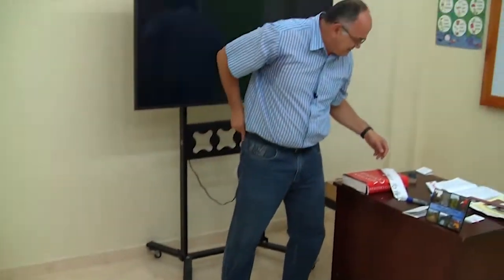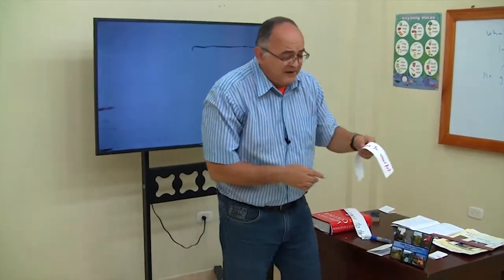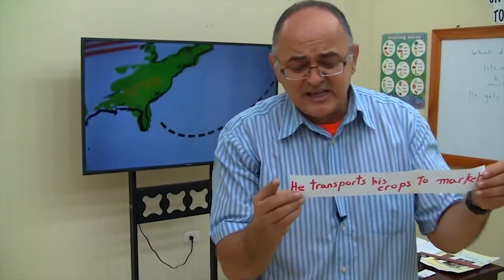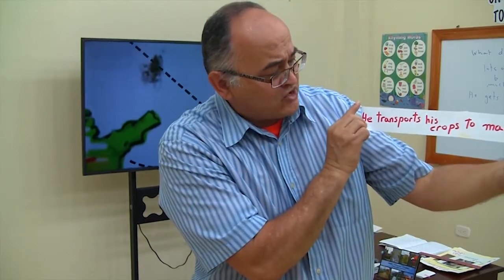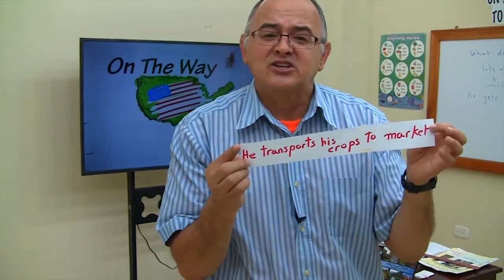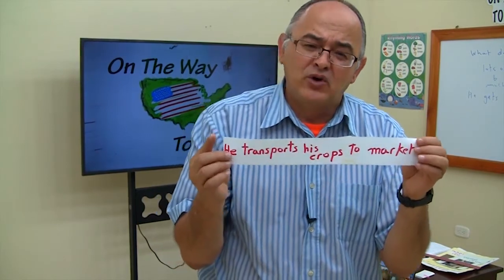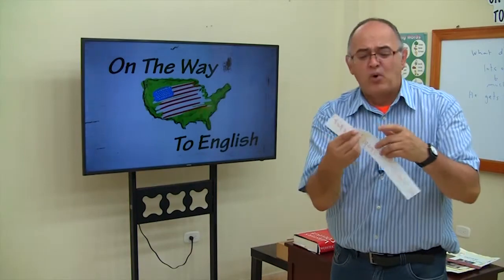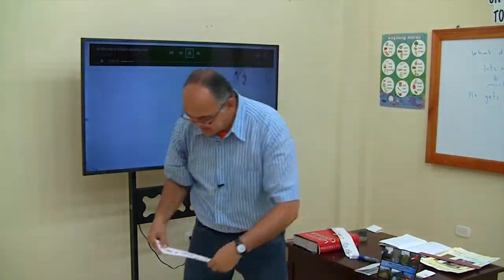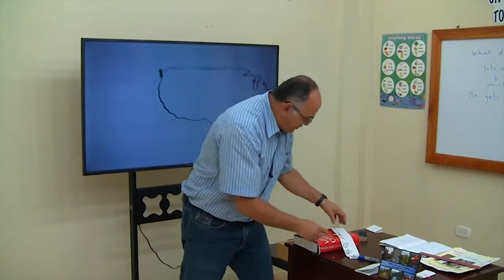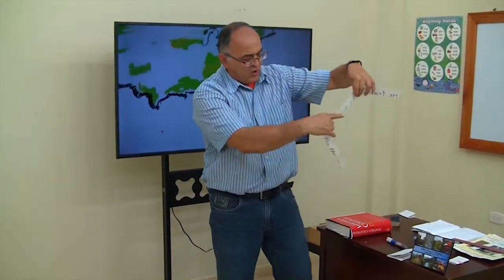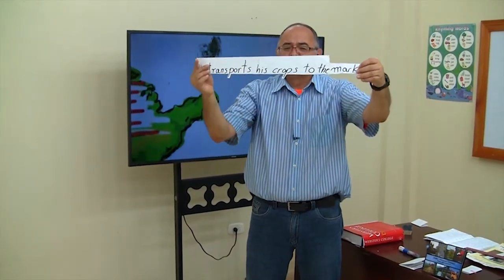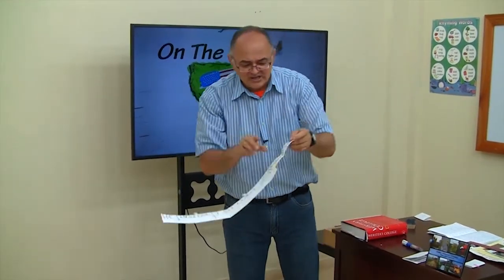And finally, I believe the most important part of his activities on his farm is that Old McDonald transports his crops to market. Here is when poor McDonald can get some money after doing all this. Finally, he transports all his crops to market. Let's put it here. That is all he has to do.